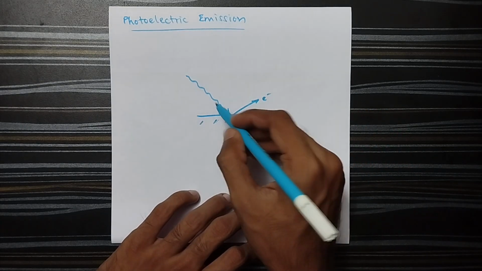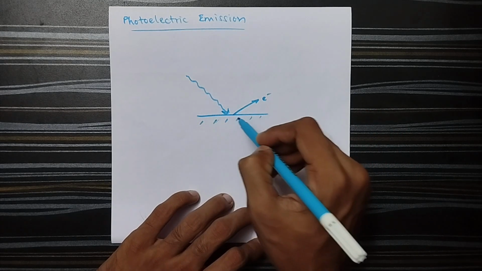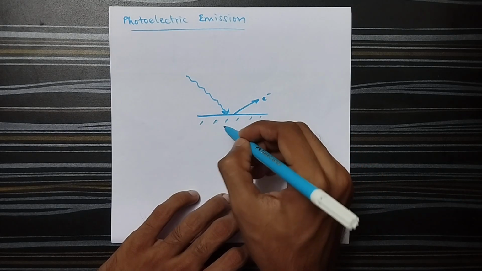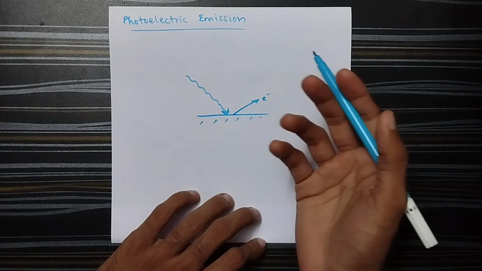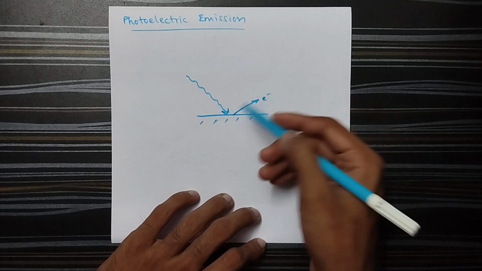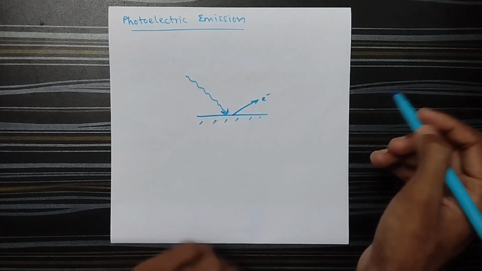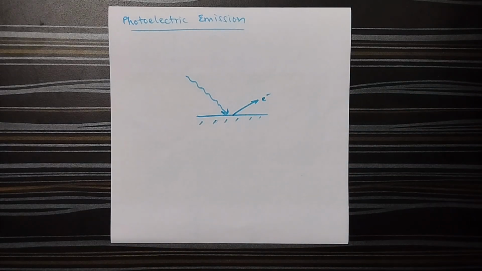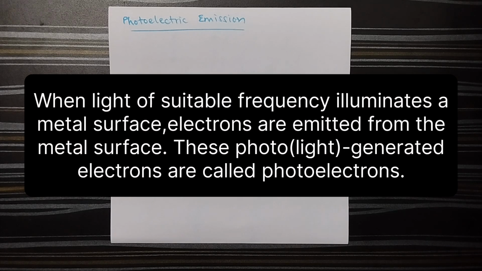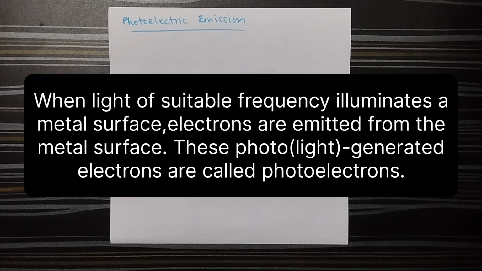So the terms are really important. When a radiation comes and falls on the metal surface, electrons are excited and jump out of the metal surface in the form of photoelectrons. So I'll read the definition. Photoelectric emission is when a light of suitable frequency illuminates a metal surface and electrons are emitted from the metal surface. These photo-generated electrons are called photoelectrons.